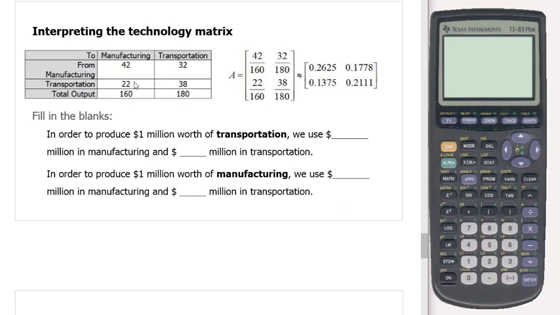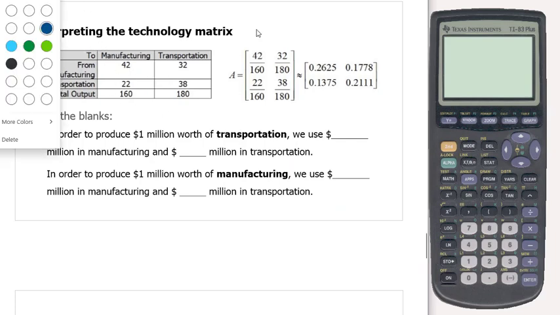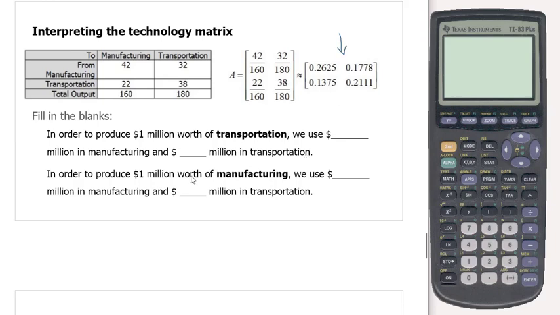So here we have our input-output table, and our technology matrix. That's that technology matrix right there. What this means is, in order to produce $1 million worth of transportation, that means I'm looking at this transportation column, that's our output, we're going to use 0.1778 million in manufacturing, that's this row here, and 0.2111 million in transportation.